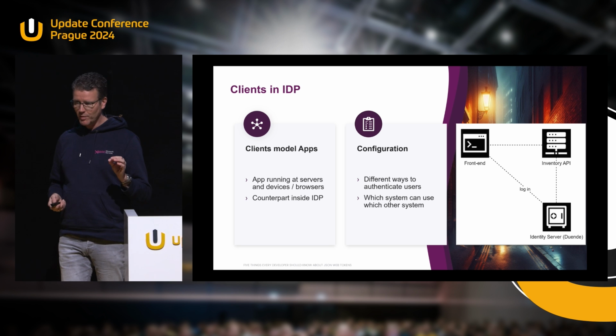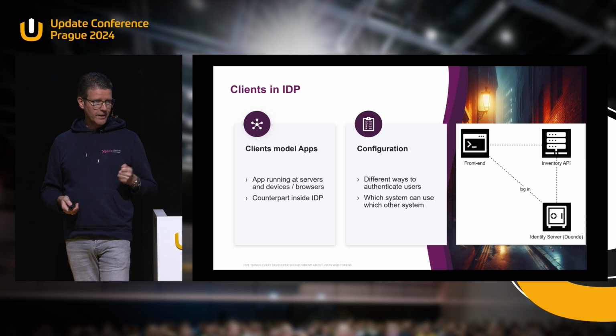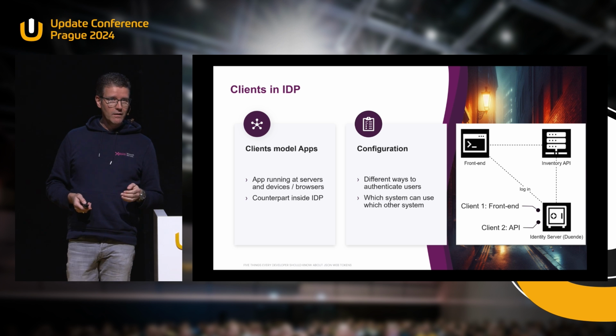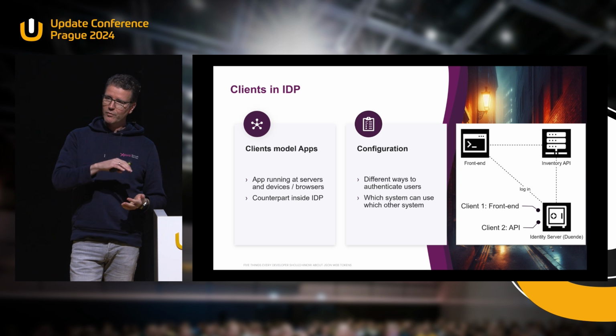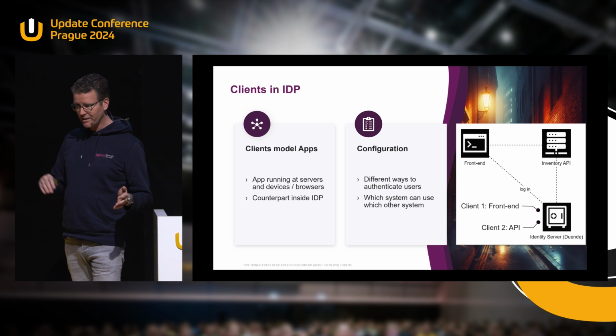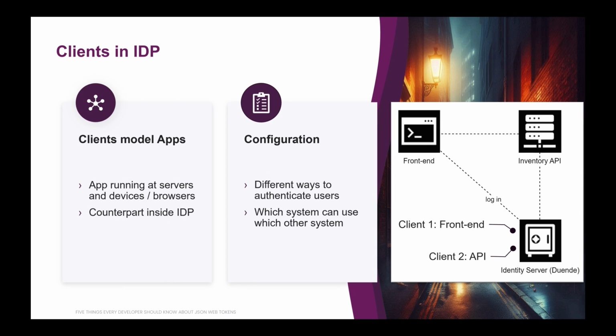So in my example for the front end talking to an API, you will have one client specifying the front end and how users can log into it. And you will have another client representing the API, and probably you want to have a configuration saying front end is allowed to access API on application level.